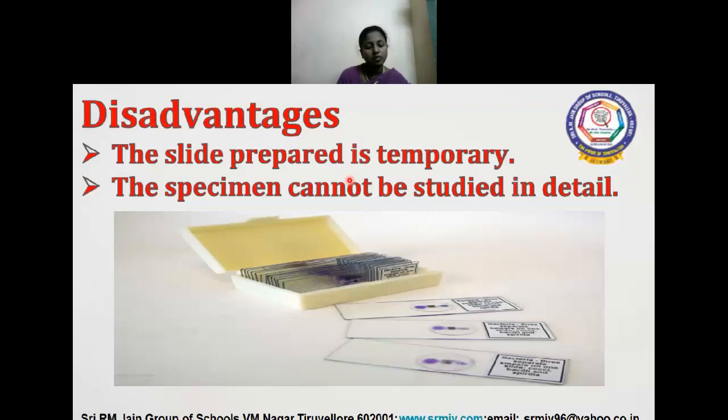Let us discuss the preparation of a dry mount. To prepare a dry mount, arrange a slide on a flat surface. Place a thin layer of the specimen on the center of the slide. Place a cover slip slowly on top of the specimen and view under the microscope.